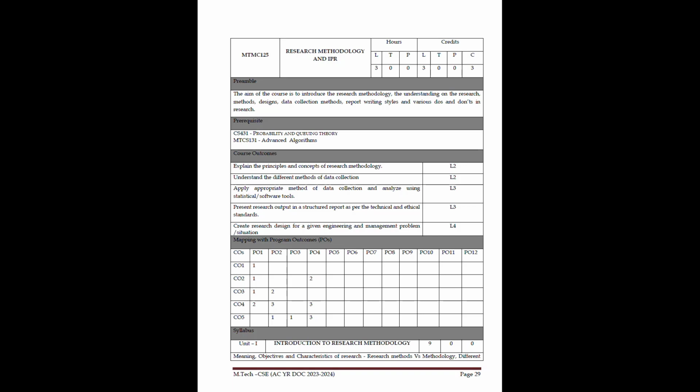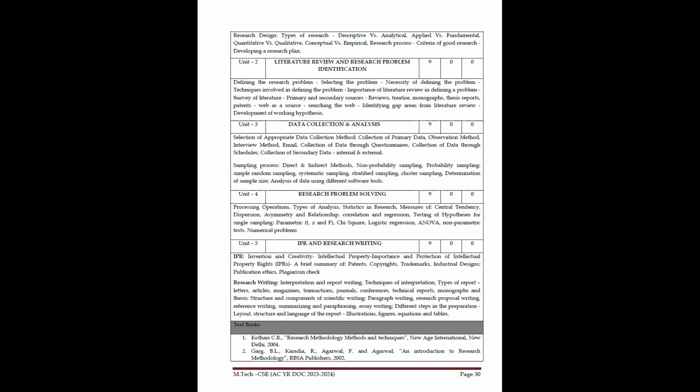It talks about research methodology, what exactly research is, the methods, the science, data collection methods, report writing styles, and various do's and don'ts of research. In the syllabus, the first unit is Introduction to Research Methodology, where you'll learn about the meaning, objective, and characteristics of research, methods versus methodology, different research designs, and types of research. It could be descriptive versus analytical, applied versus fundamental, quantitative versus qualitative, conceptual versus empirical, and the research process, as well as criteria for good research. And then finally, developing a research plan.